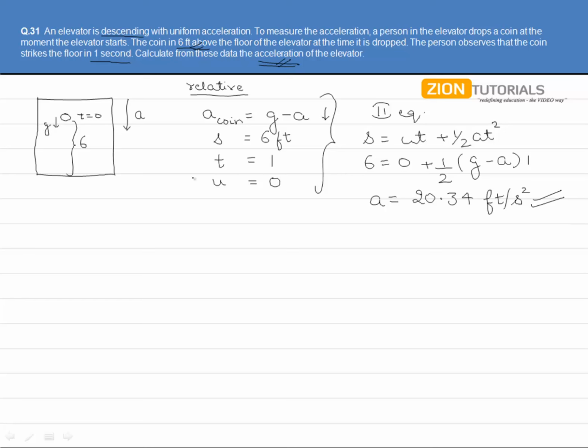Now, in all such questions in which you employ the equation of motion for the relative concept, take care that all the variables present in this equation should have the relative quantities only. That is, the displacement should also be relative, the initial velocity should also be relative, and the acceleration should also be relative.